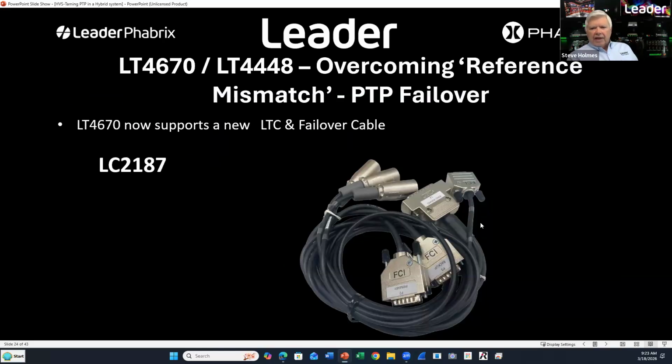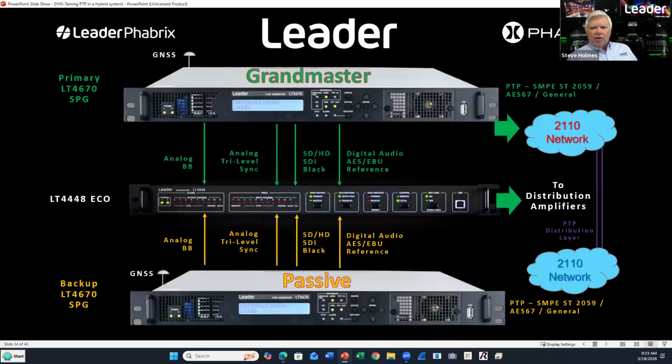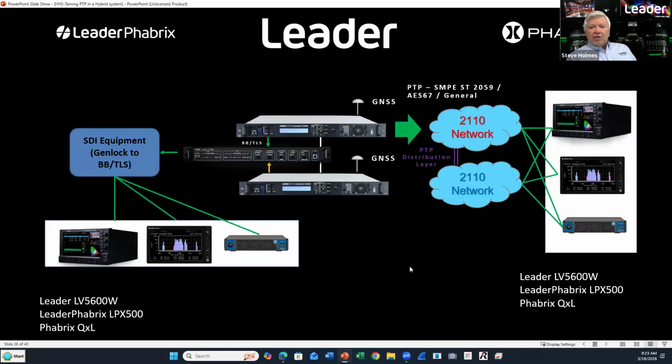We have a cable that links these two for the failover so that both systems feed the ECO, but also provide for something else. It has a link from the ECO back to the grandmaster and a link from the ECO back to the backup unit. And the whole reason for that link is when things happen.